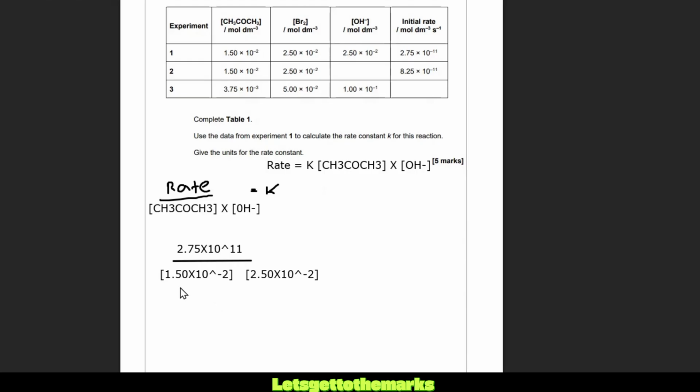But if you find that difficult, what I suggest you do is you do the 1.5 times 10 to the minus 2 times 2.5 times 10 to the minus 2 first. And what you'll get if you do that is 2.75 times 10 to the 11 over 0.000375. And if we put that in the calculator, you're going to get whatever that is.